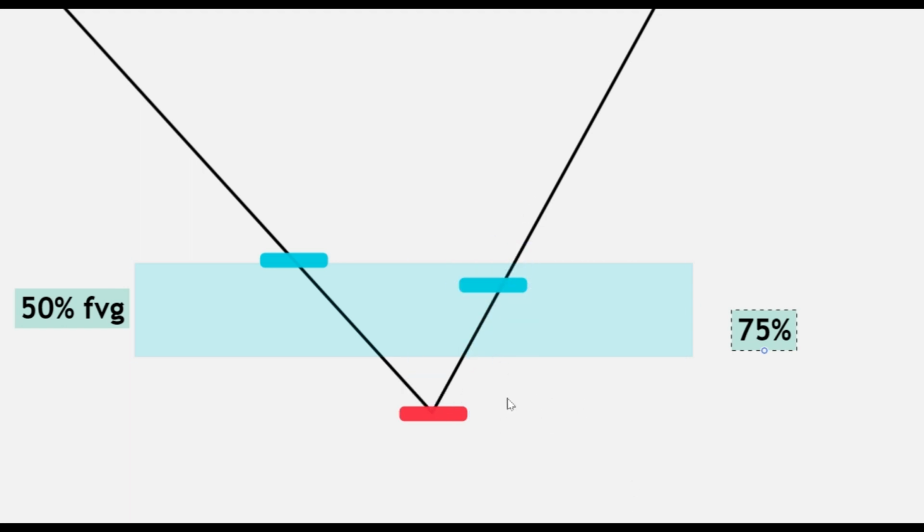And then once it does that, you want to make sure that the top of the fair value gap gets blasted through. You don't want to wait to see. So you see what I'm saying? 50% chance of holding. You don't know where to put your stop, because a lot of times fair value gaps will get wicked through, but will close within.